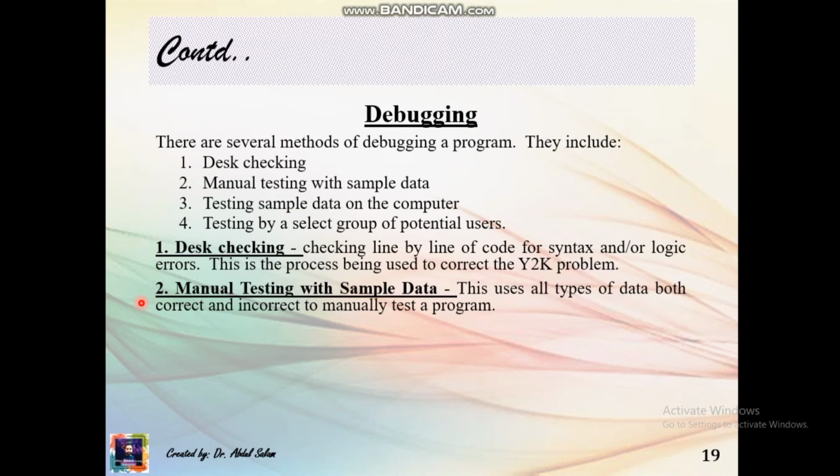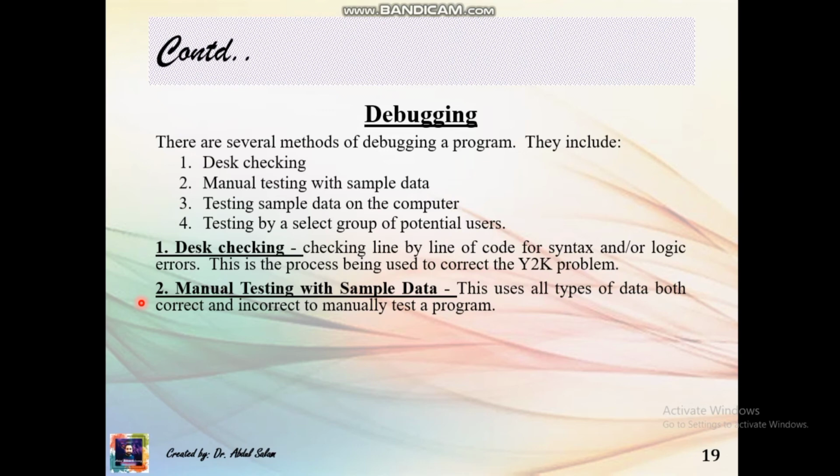The second topic is debugging. There are several methods of debugging a program. They include desk checking, manual testing with sample data, testing sample data on the computer, and testing by a select group of potential users. Desk checking is the line by line review of code for syntax and or logic errors. This is the process being used to correct the problem.